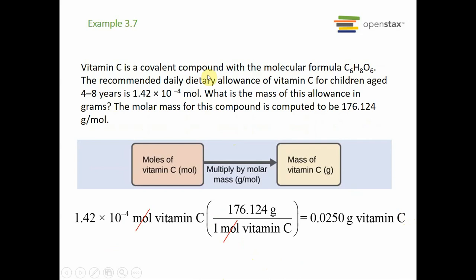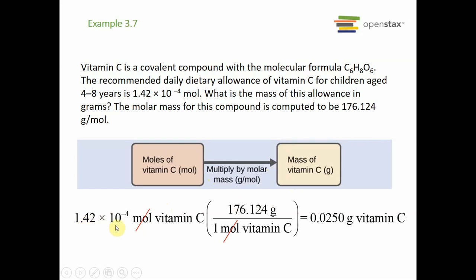Vitamin C is a covalent compound with the molecular formula C6H8O6. The recommended daily allowance of vitamin C for children aged 4 through 8 is 1.42 times 10 to the minus 4th moles. What is the mass of this allowance in grams? The molar mass for this compound is computed to be 176.124. So you have the moles of vitamin C multiplied by the molar mass, the moles cancel, and it leaves you with the mass of vitamin C.